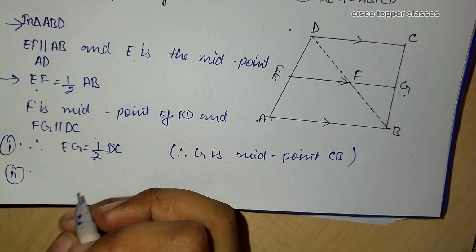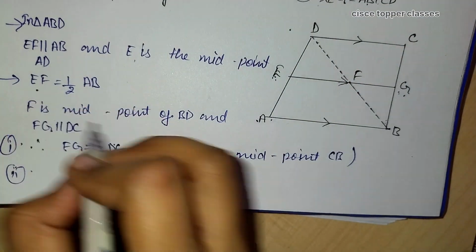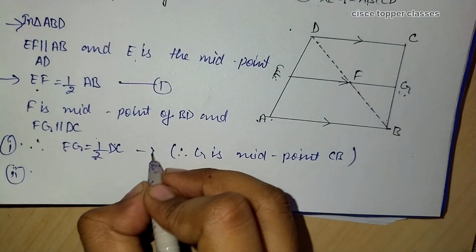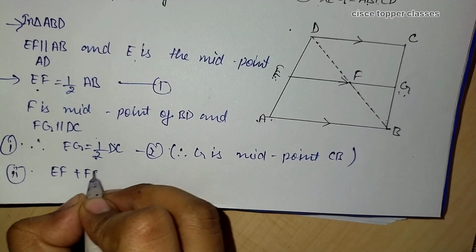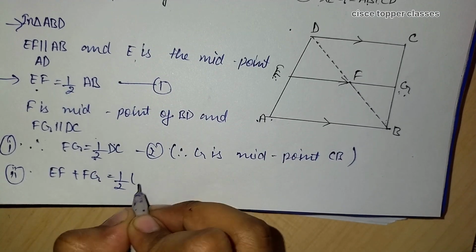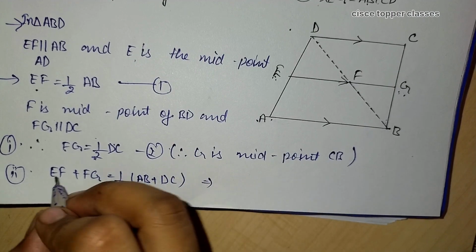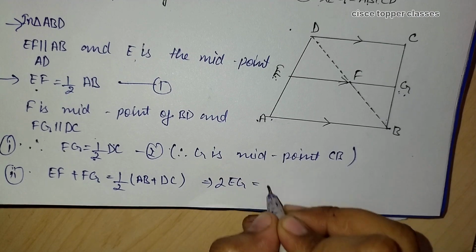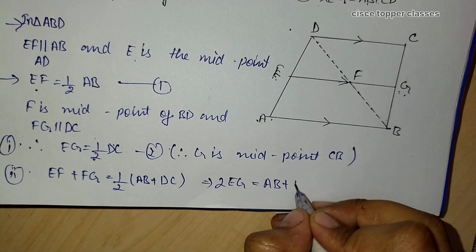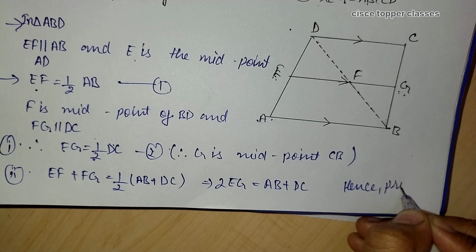Now, the second part which we have to prove is that 2EG is equal to AB plus CD. So, we will add the first and second equations to prove the second part. So, it will be EF plus FG equal to half of AB plus DC. So we can simply write, on adding, EF plus FG as EG into 2 equal to AB plus DC. So this is the final thing which we had to prove, hence proved.